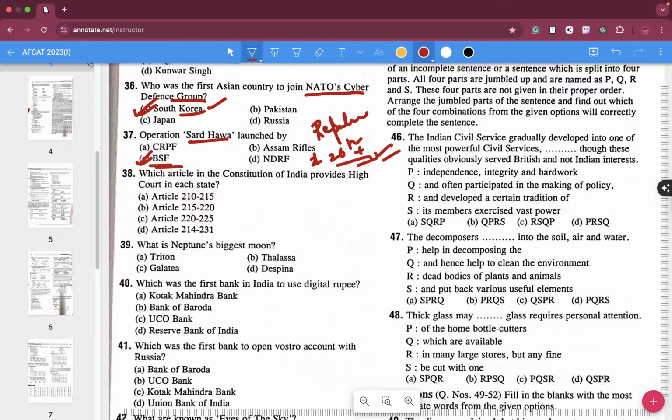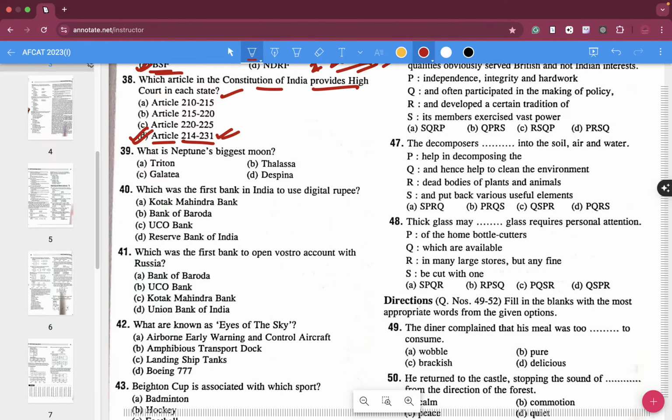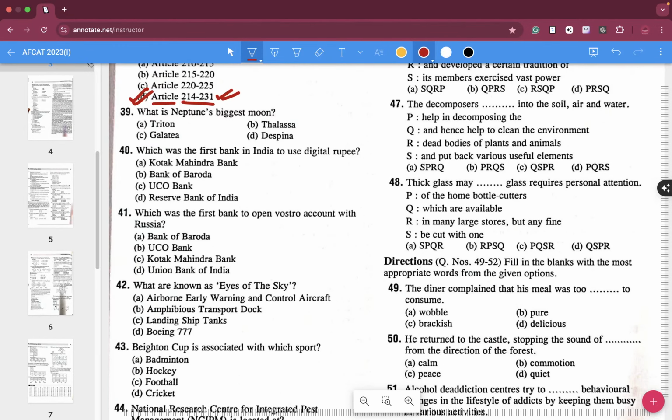Next, which article in the Constitution of India provides a high court in each state? Articles 214 and 231. These list down all the requirements, and all the rules and regulations are mentioned in this article.